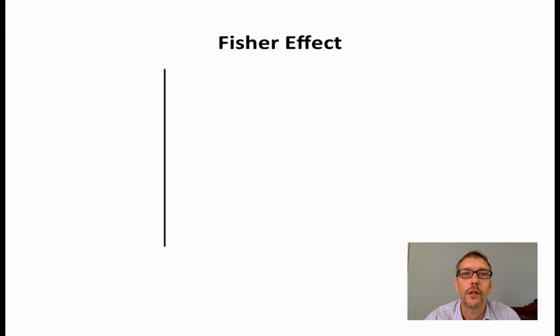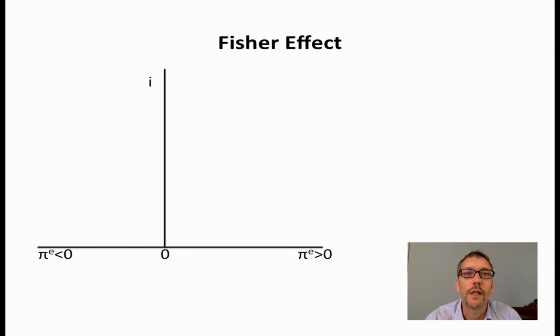We can show the Fisher effect using a simple diagram. On the vertical axis, we measure the nominal interest rate. On the horizontal axis, we'll measure expected inflation, where I denote expected inflation by the symbol pi(e). Notice that expected inflation can be positive or can be negative. In the case of negative expected inflation, we have expected deflation. When expected inflation is equal to 0, we see that the nominal interest rate will be equal to the real interest rate. To show the Fisher effect, we draw a line with a 45-degree slope that cuts the vertical axis at the real interest rate.